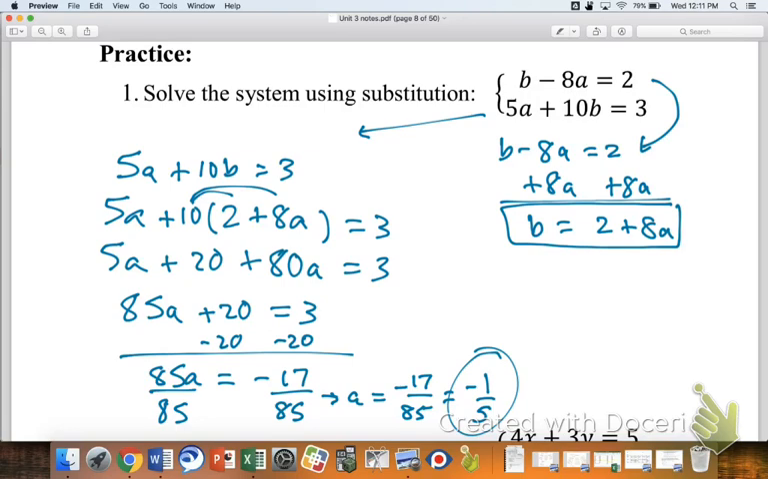Anyways, so that is my value for a, and I know that I've got to have the value for b as well. Any suggestions on how I could find the value for b?